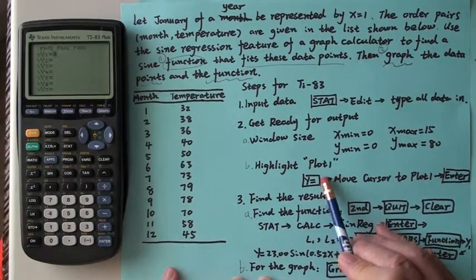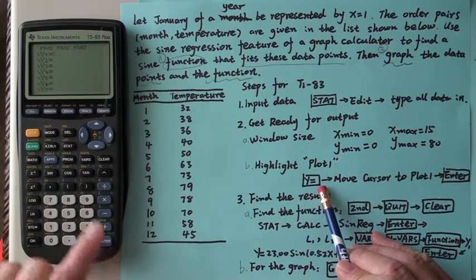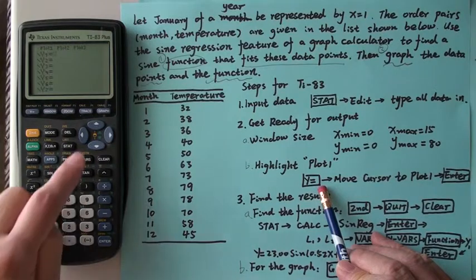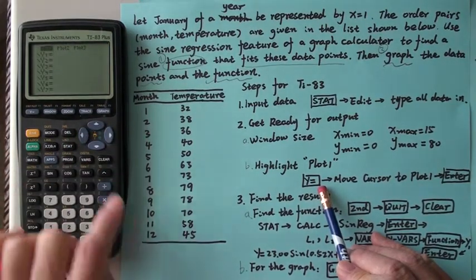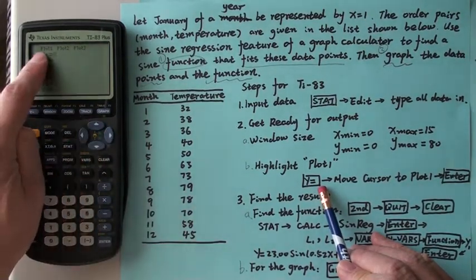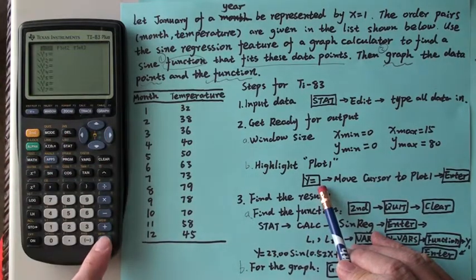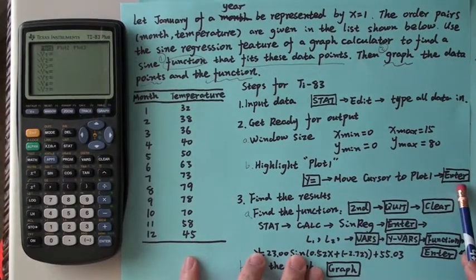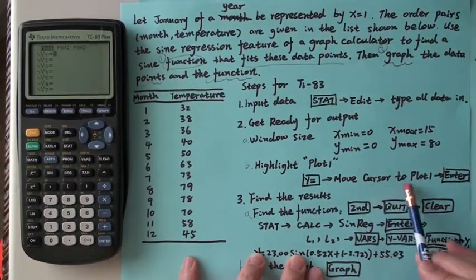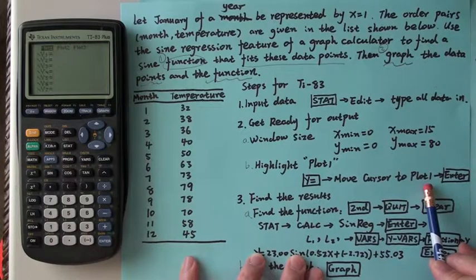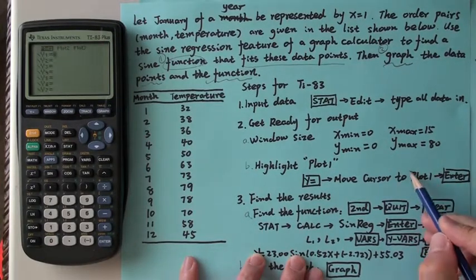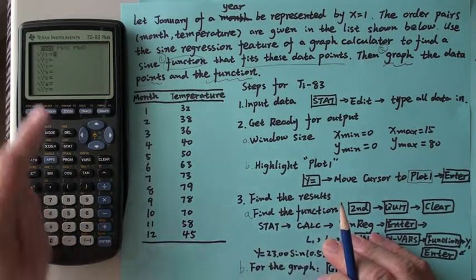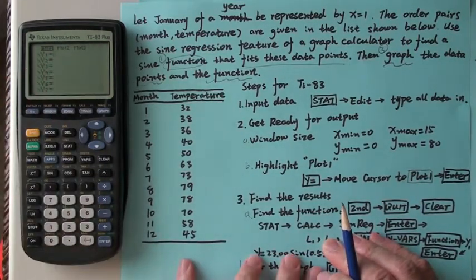So how to highlight? You do Y equals, you hit this button, we are already in this state. And then you move it up. You see, it was like that. You move it up, you hit enter and move it down. It will be highlighted. Okay? So move the cursor up to plot 1. Okay? And then hit enter.